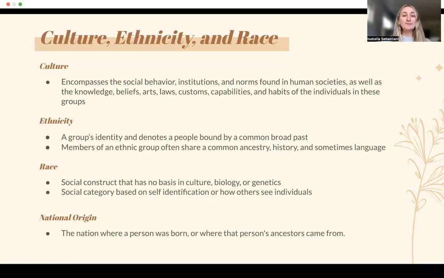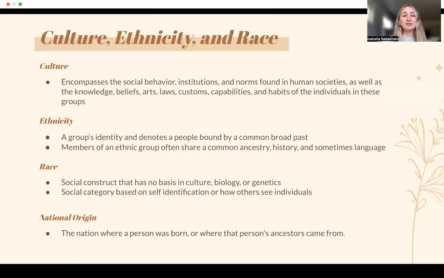Ethnicity refers to a group's identity and denotes a people bound by a common, broad past. Members of an ethnic group often share a common ancestry, history, and sometimes language. However, ethnicity and culture are not always the same. Individuals may not necessarily identify strongly with the group to which they are assigned in the mind of others. Ethnicity is a useful concept because it signals a group identity and a sense of connection and belonging.